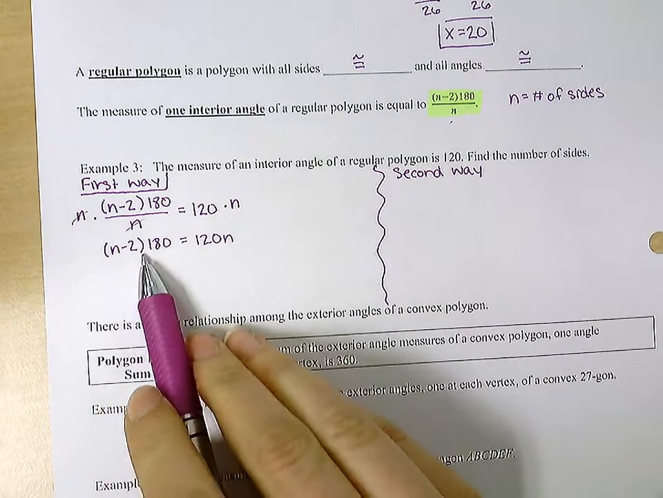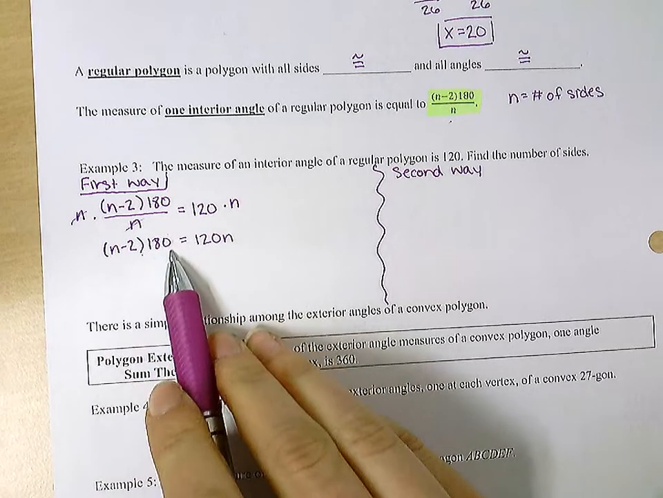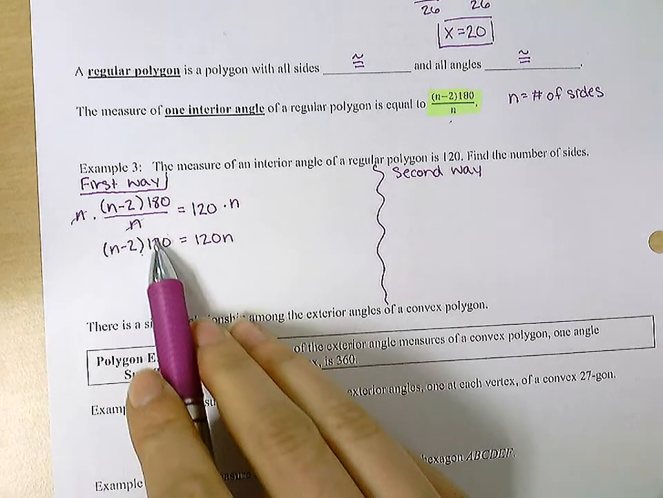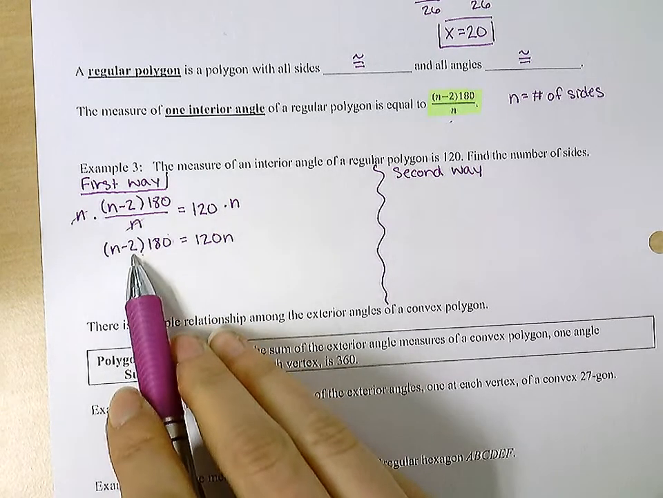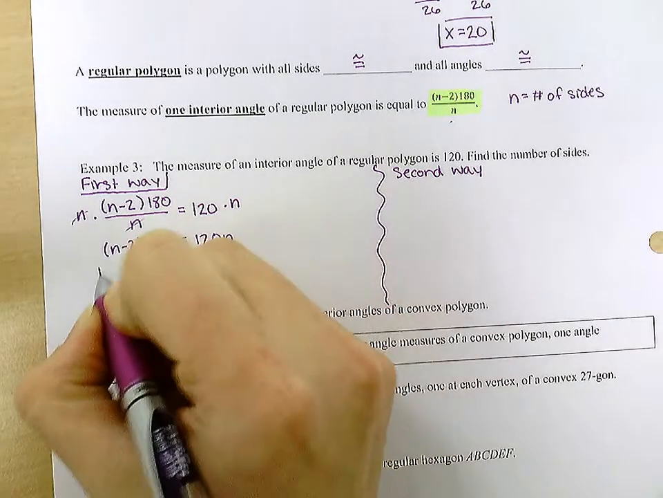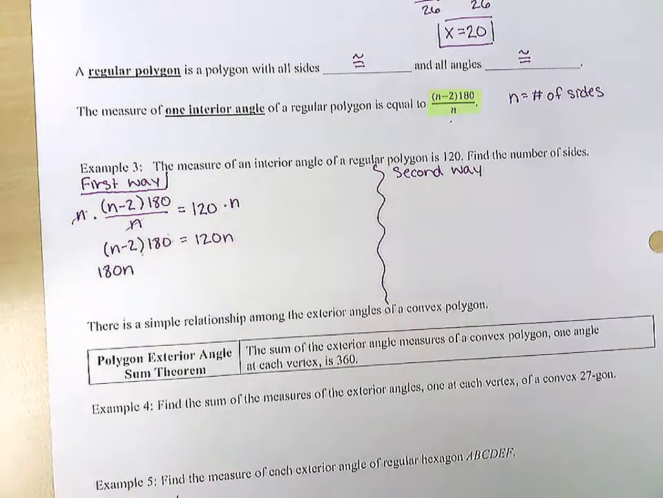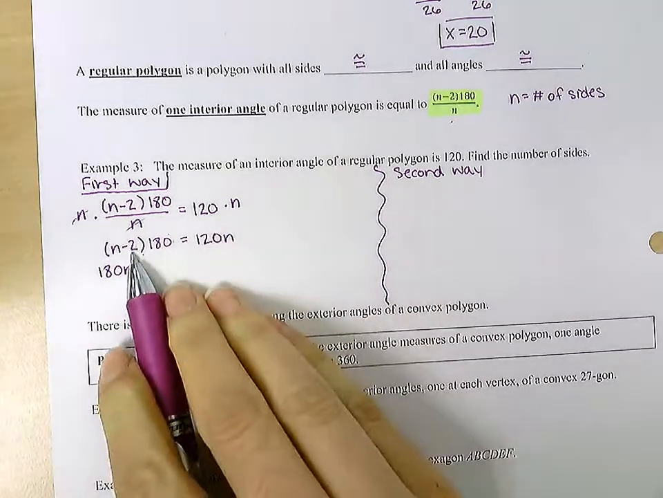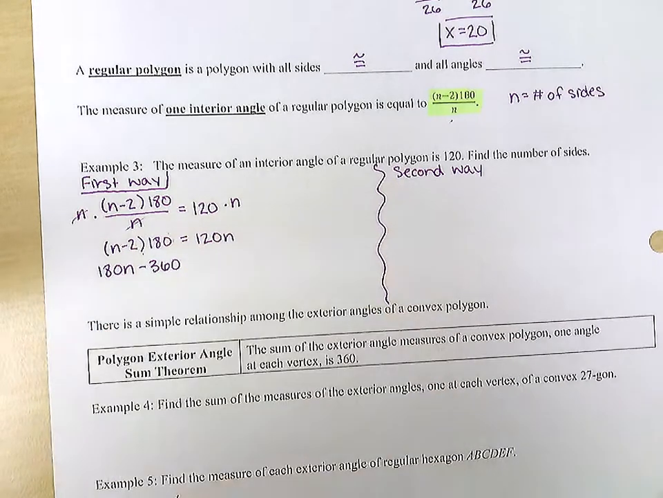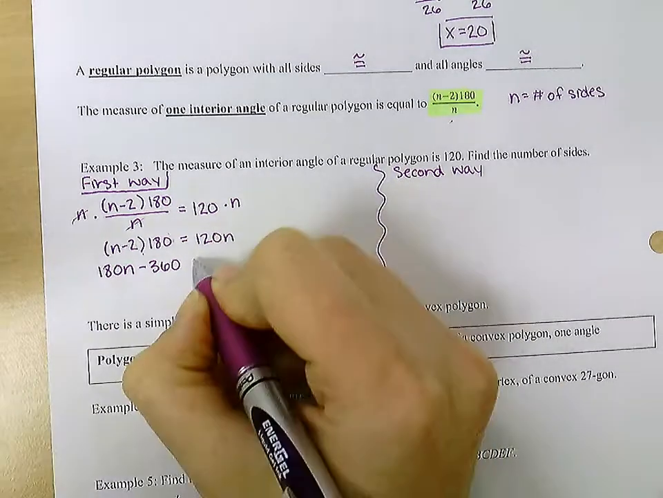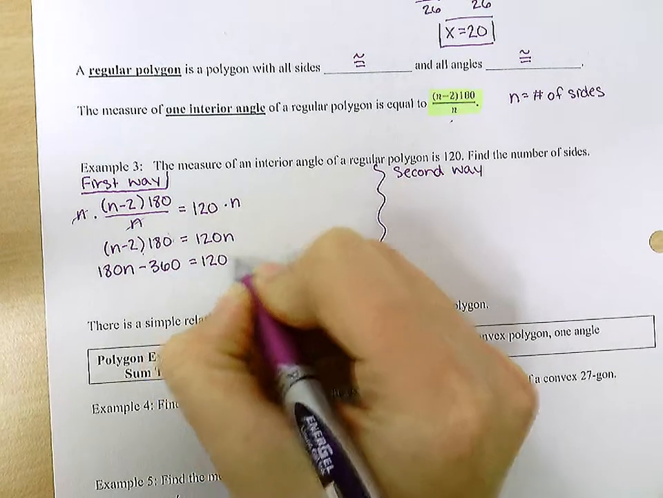Next, since I have these parentheses and a number on the outside, I'm going to distribute 180 to both n and this minus 2 here. Okay, so we have 180n, so multiplying those. Then negative 2 times 180 will be minus 360, and that's still equal to 120n.